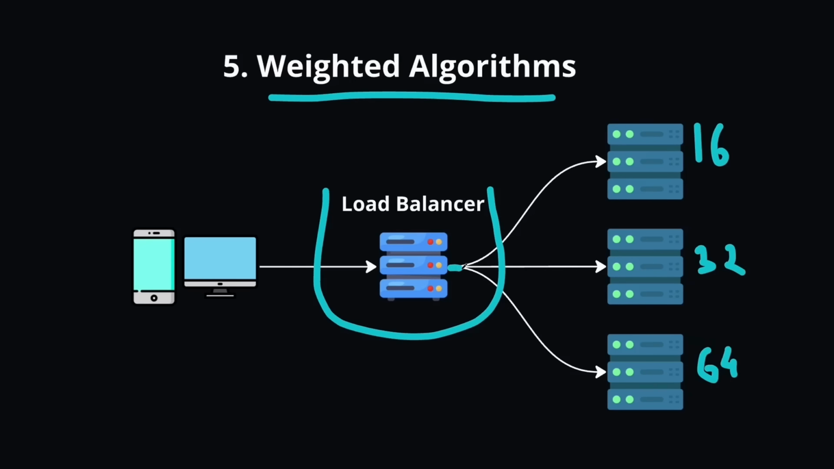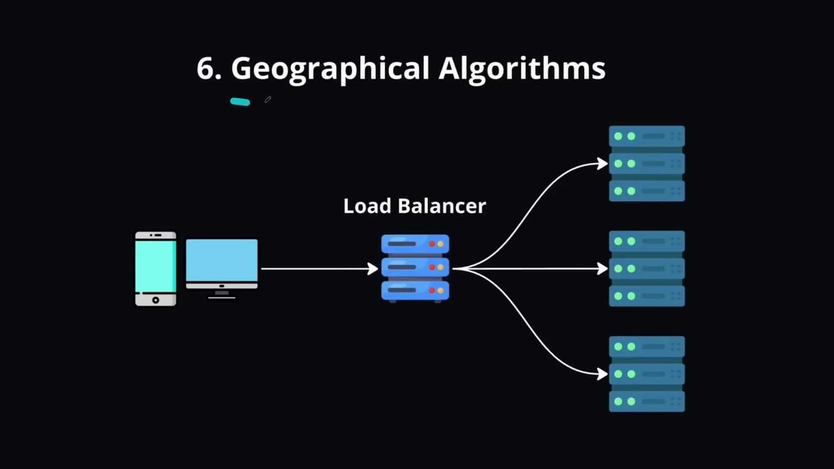First it will try to send as many connections to the third server as possible, because it's more weighted, meaning it has more performance. And then it will try to send the other traffic to server 2, and then the last and small portion will go to server 1. There are also geographical algorithms, which are location-based algorithms that direct requests to the server geographically closest to the user.